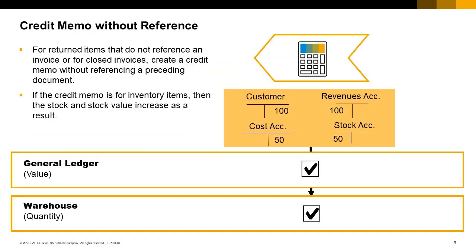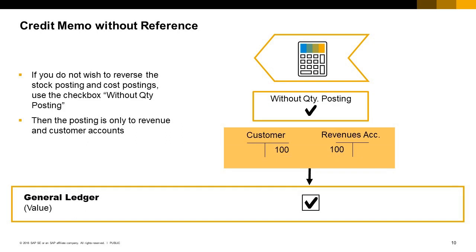When a customer returns items that do not refer to a specific invoice or if the AR invoice status is closed because the invoice was paid, you can post this quantity directly to the warehouse without referencing a preceding document. If the credit memo is for inventory items, then the stock and stock value increase as a result. If you do not wish to reverse the stock posting and cost postings, you once again have the option to use the checkbox without quantity posting to eliminate the goods movement. Then the only posting is to reverse the postings to revenue and customer accounts.